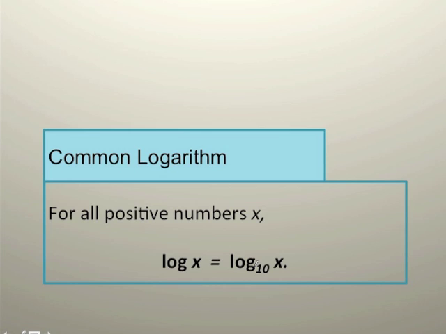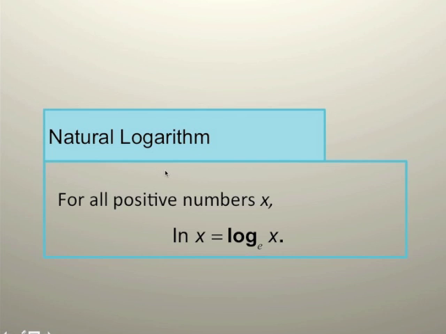We want to define some certain things. For all positive numbers x, if we just say log x instead of log with a base of x, it means log base 10 of x. So plain log x means we're using base 10. And then we have the natural logarithm. For all positive numbers x, if we just say ln x, that means log base e of x. Both of these things are important that you remember.